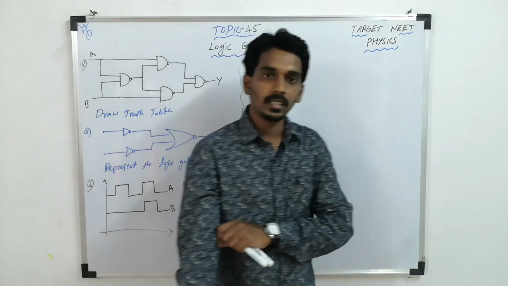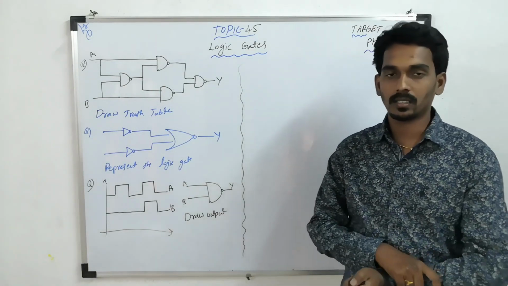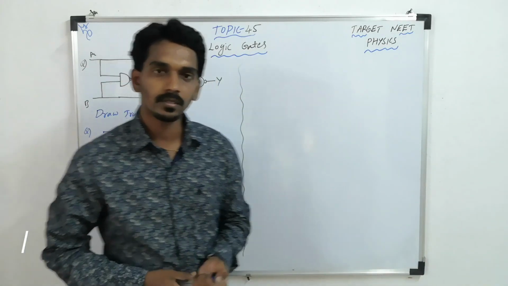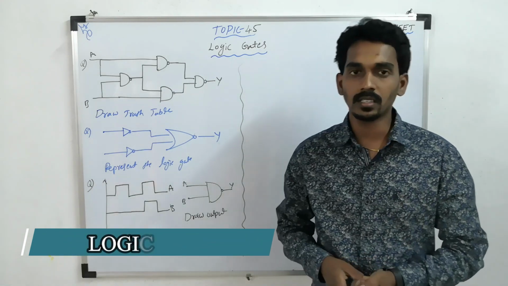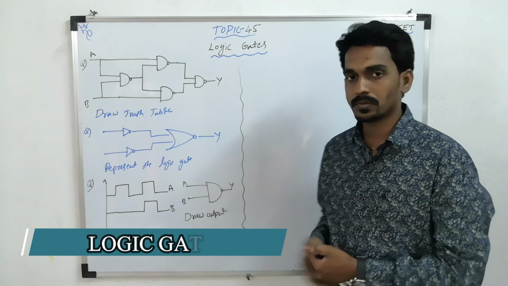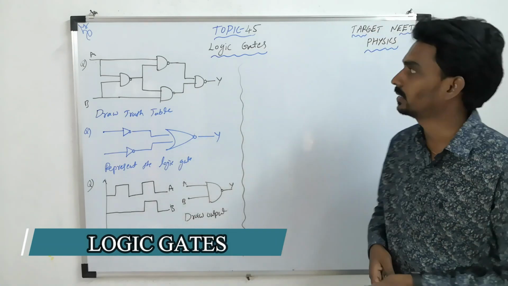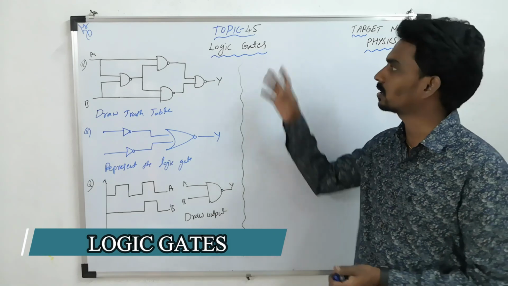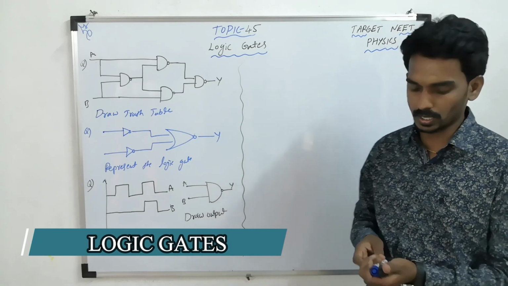Successfully, and finally we reached the last and final topic of the 45 most important topics of NEET physics. The last and final one is logic gates. Let us finish it and discuss a few questions based on that. What is the basic thing required to do the questions based on logic gates? You just have to remember the truth table.